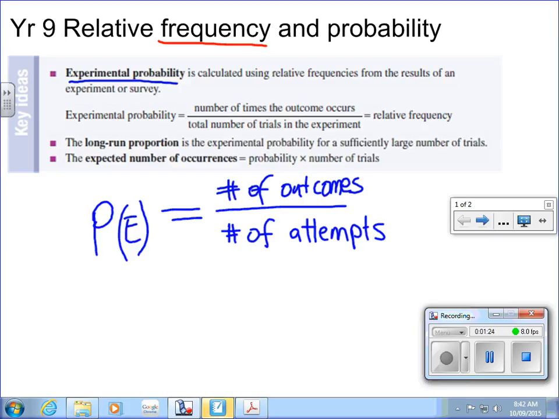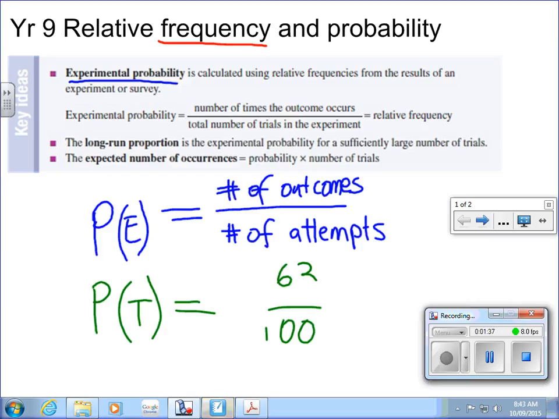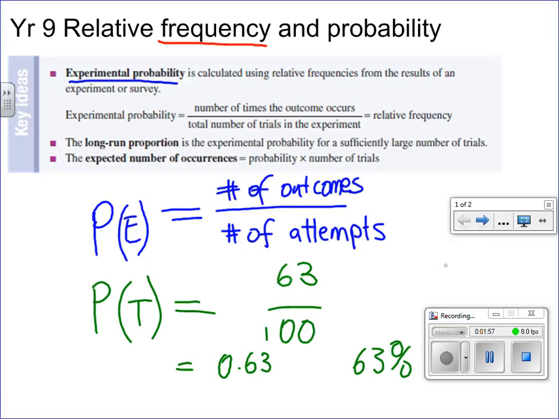So, say for example, I was working out the probability of tossing a coin and getting tails. I did it 100 times, because 100's a real nice number, and I got tails 63 times. Then my probability as a fraction would be 63 out of 100, or it would be 0.63, or it would be 63% is my experimental probability. So the reason that we use experimental probability is because it's not always easy to work out the theoretical probability.